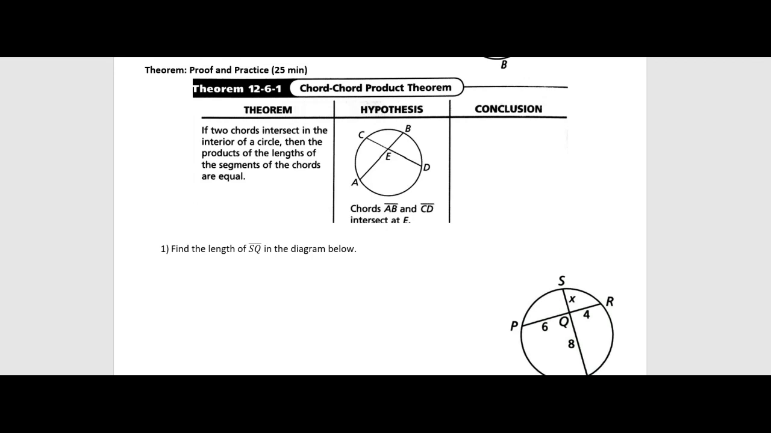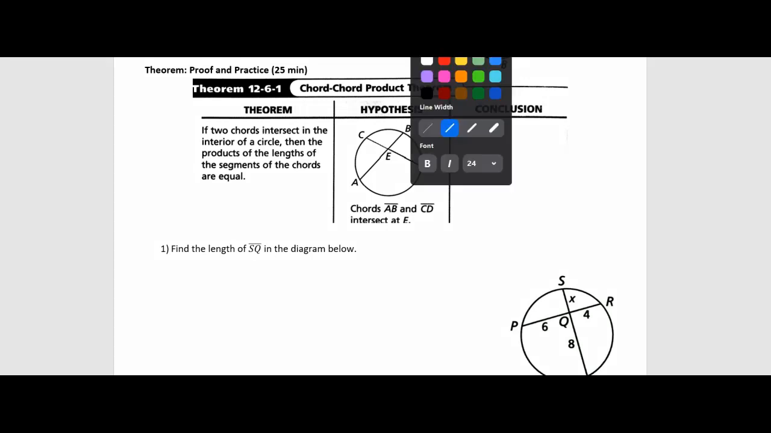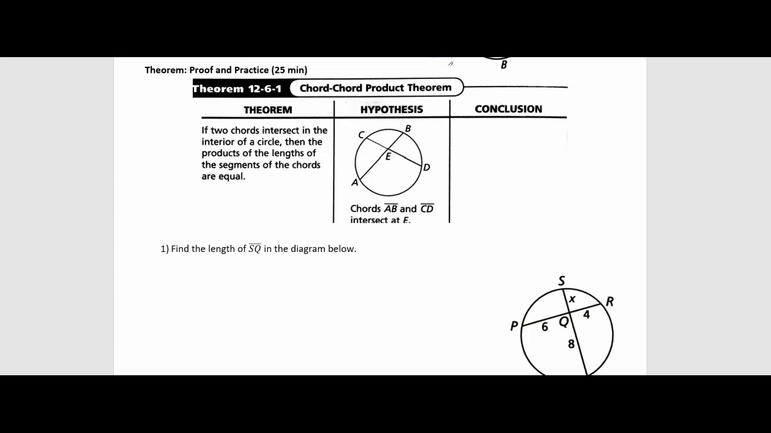Okay, so it says if two chords intersect in the interior of a circle, then the products of the lengths of the segments of the chords are equal. So we have chords AB and CD. They intersect at E. I think you actually may need to see this one. You may not have been able to come up with a conclusion just by reading it, because I don't think it's that clear from the way the theorem is stated.